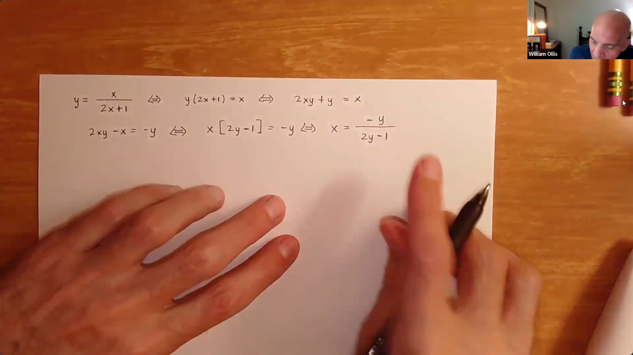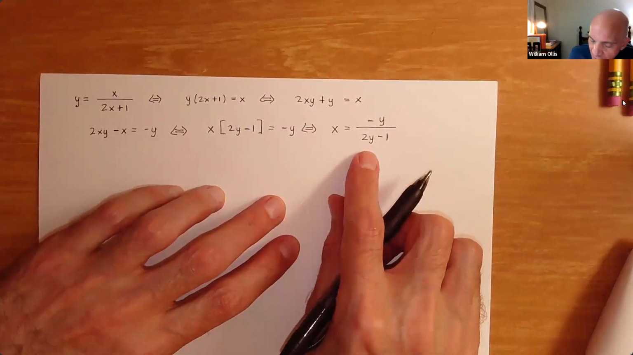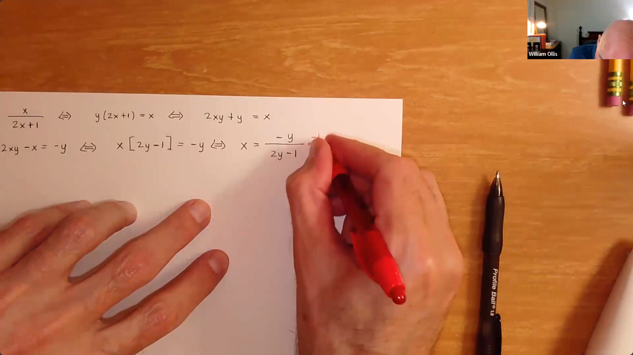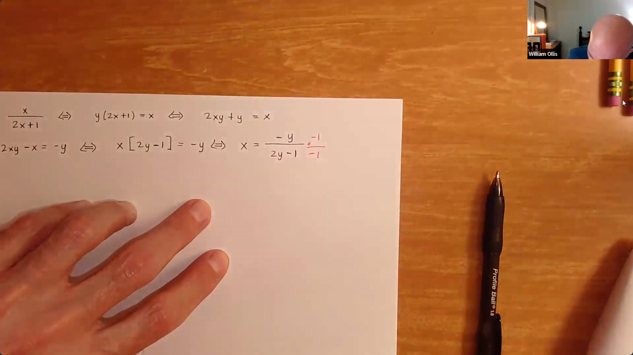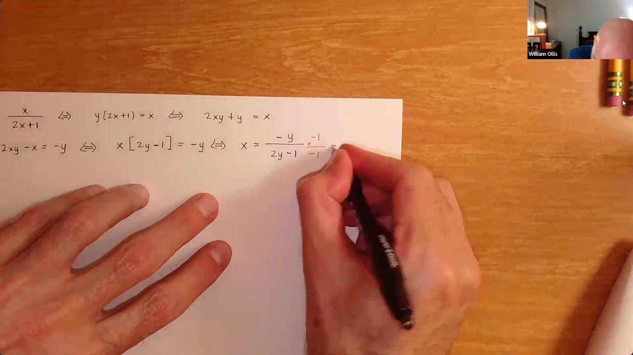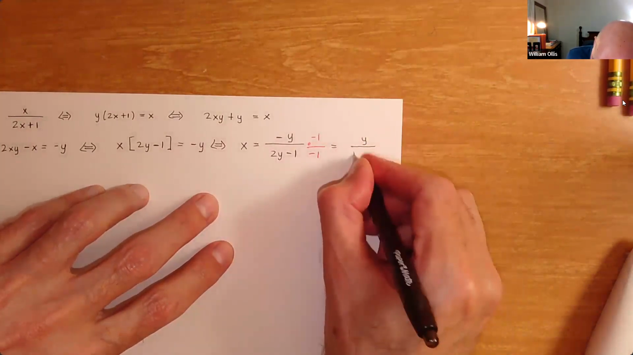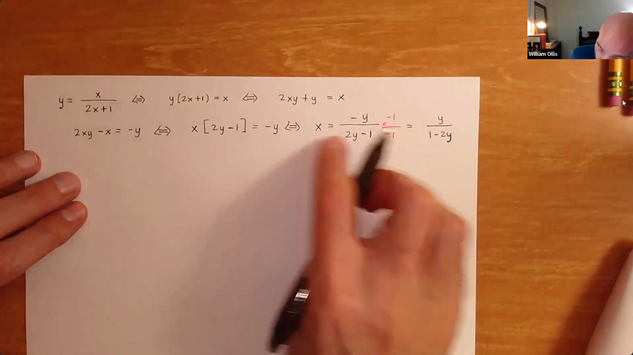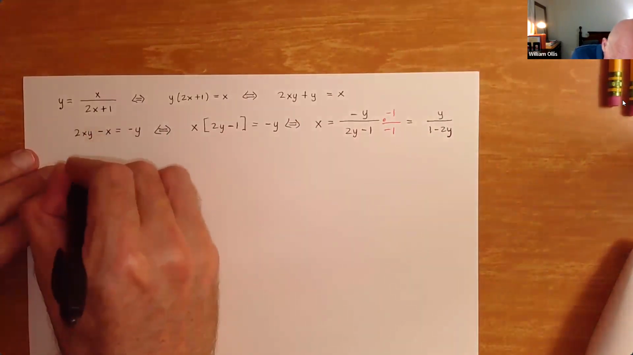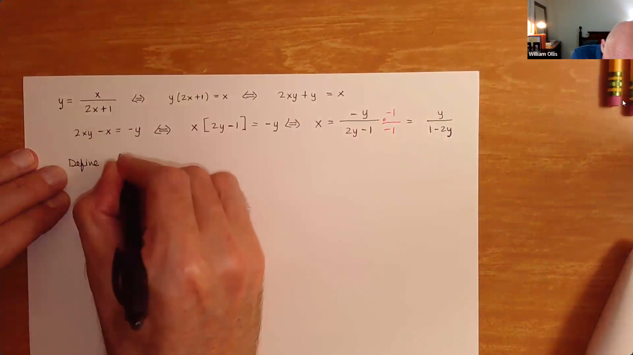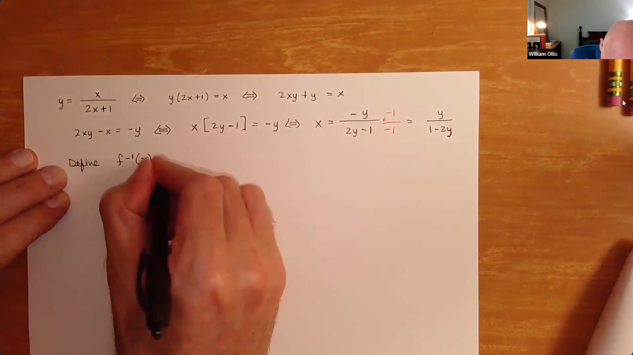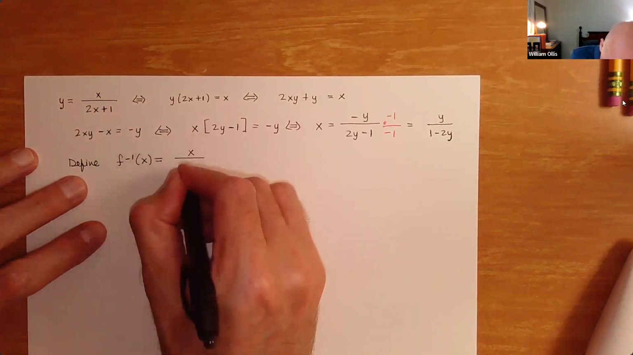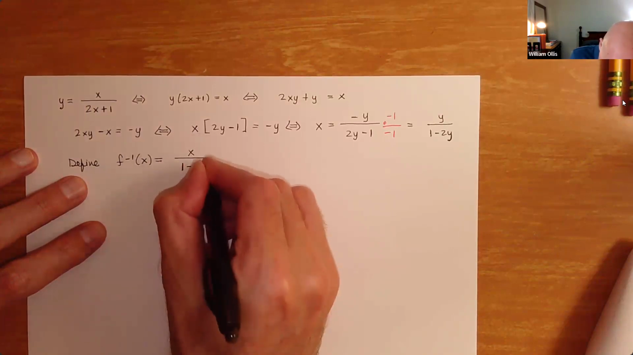Now, maybe you don't like all these negative signs, so you can multiply by negative 1 upstairs and downstairs just to get rid of some of them. Your choice. If you don't, it doesn't make it wrong. So this gives us y divided by 1 minus 2y. So now we've solved for x in terms of y. So we define f inverse of x, now setting the independent variable the same, to be x divided by 1 minus 2x.